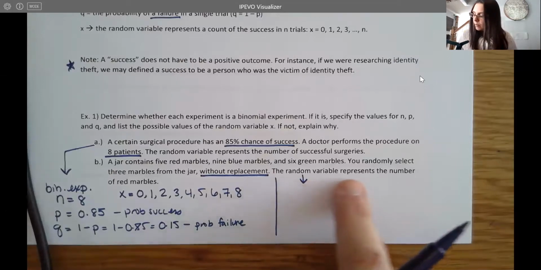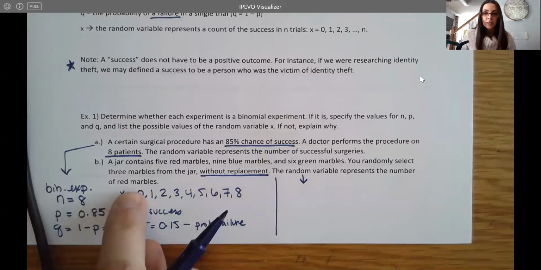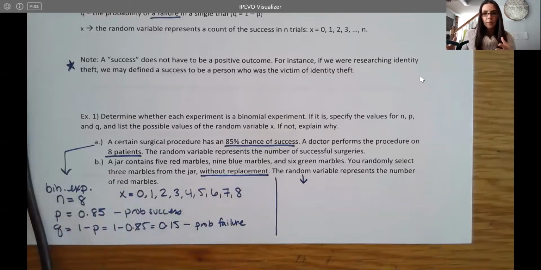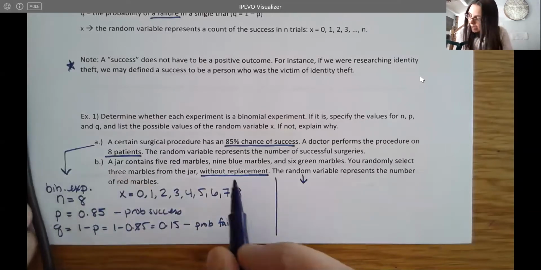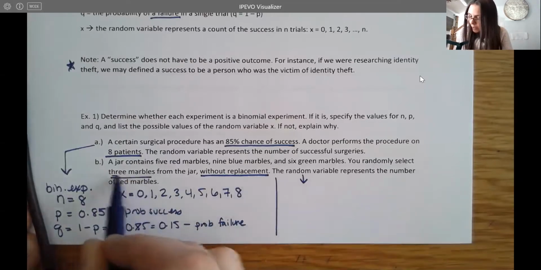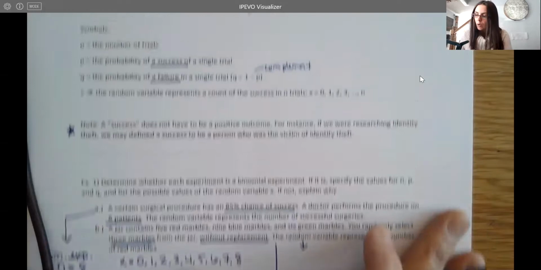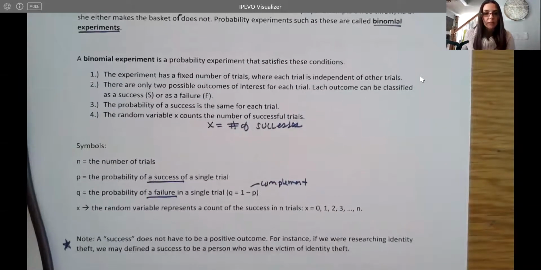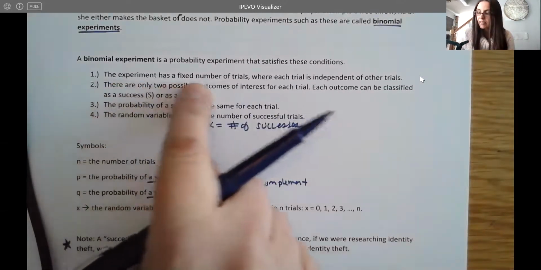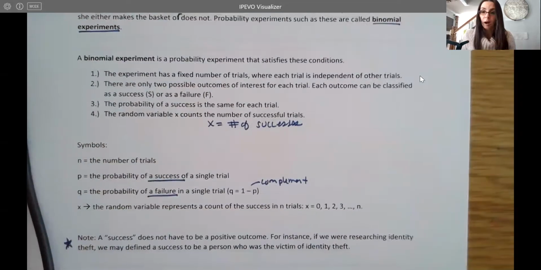And then the random variable represents the number of red marbles. So red marbles is going to be our success here, right? So our goal is to pull red marbles. And we're doing this 3 times, right? So we're randomly selecting 3 marbles. So we'd have 3 trials here, and we want our success to be to get a red marble. So we start going through our checklist, right? Does the experiment have a fixed number of trials? It does. We're going to pull 3 marbles, so 3 trials.